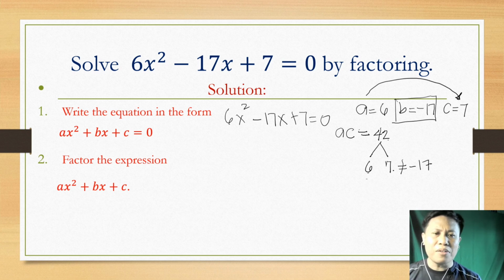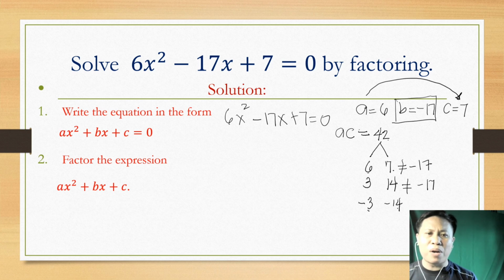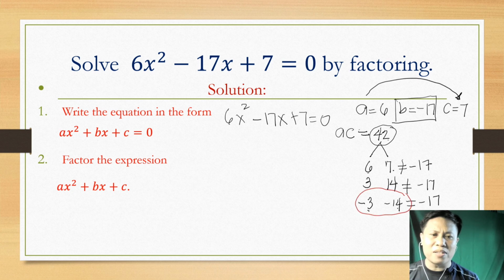So let us say 3 times 14. 3 times 14 is 42. But if you add, the sum is not equal to negative 17. But if you will observe, 3 plus 14 is 17, and the value of b is negative 17. So let us try to change the sign of positive 3 to negative 3 and 14 to negative 14. If we multiply negative 3 times negative 14, the product is still positive 42. And if we add, that is equal now to negative 17. So therefore, negative 3 and negative 14 are the two numbers that we are looking for.